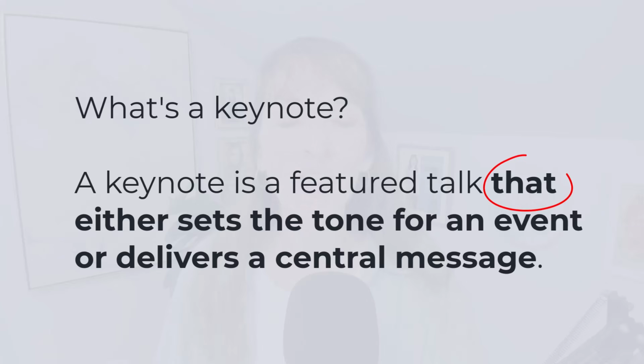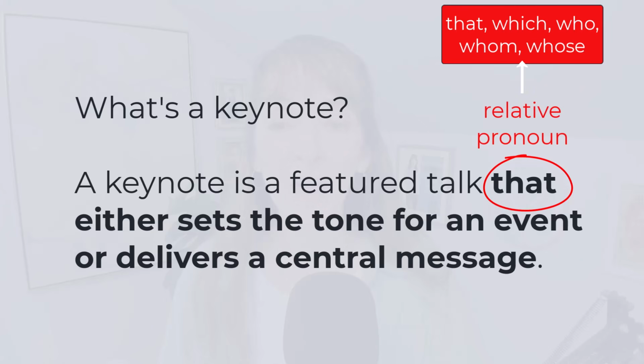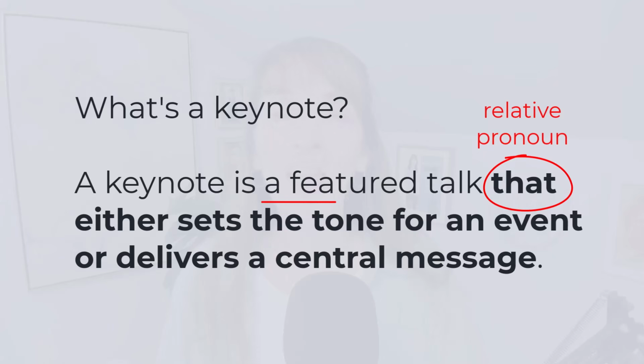Adjective clauses start with relative pronouns: that, which, who, whom, whose. Again, they follow the head noun, the noun they're modifying, which means the person or thing they're identifying or describing.